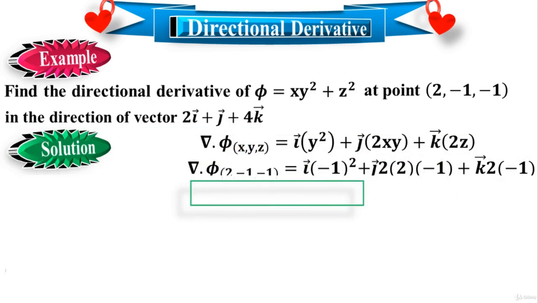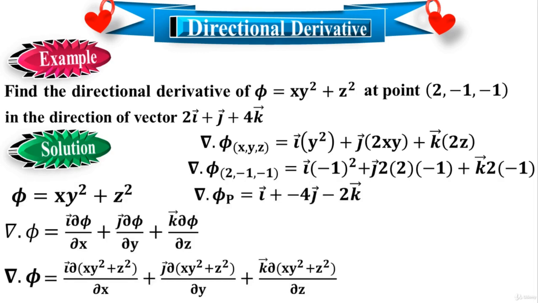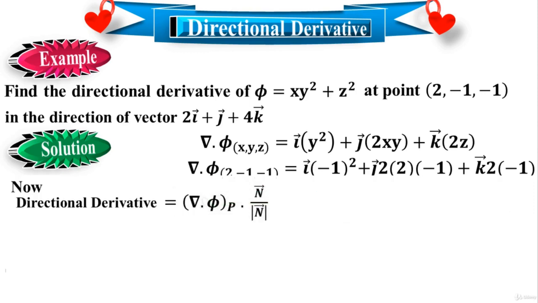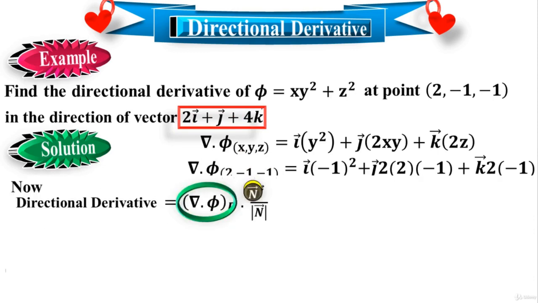Now to find the directional derivative. The formula of the directional derivative is the dot product of the gradient and the vector n, divided by the magnitude of n. We have already found the gradient value, which is i minus 4j minus 2k. Substitute this value for the gradient here. And the value of n is 2i plus j plus 4k. This is the unit vector. Substitute this value for n, divided by the magnitude of the same n.